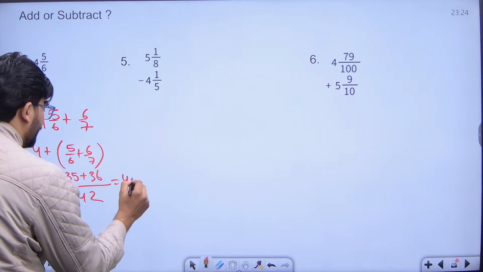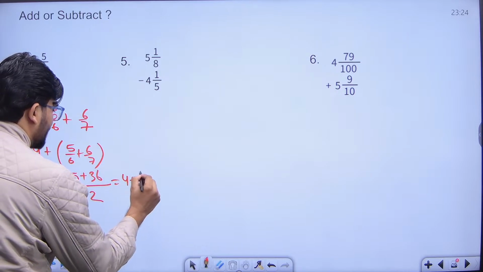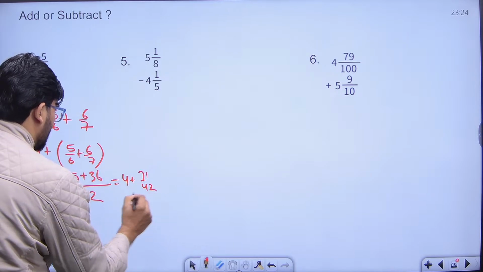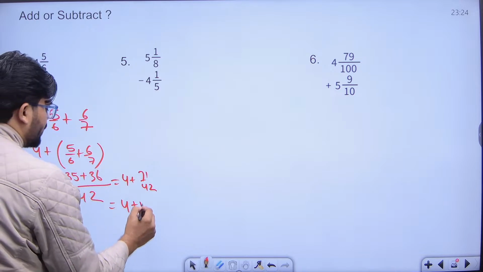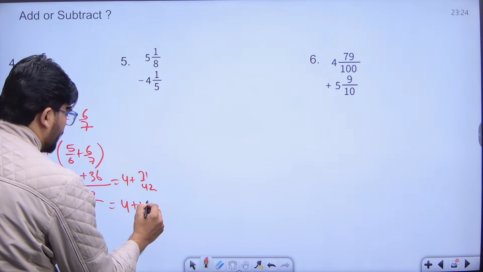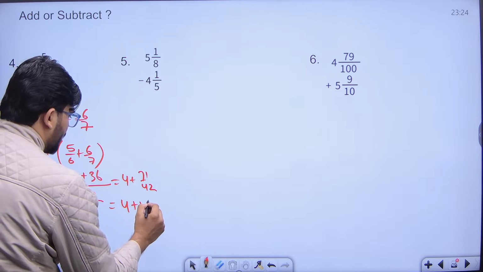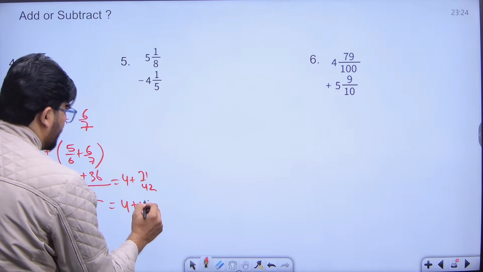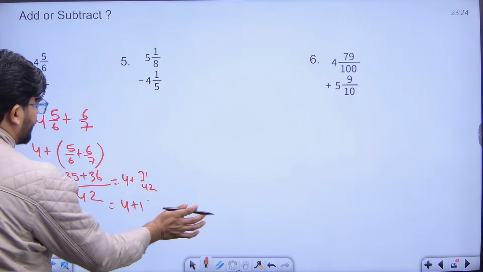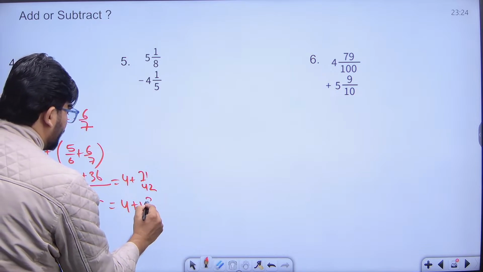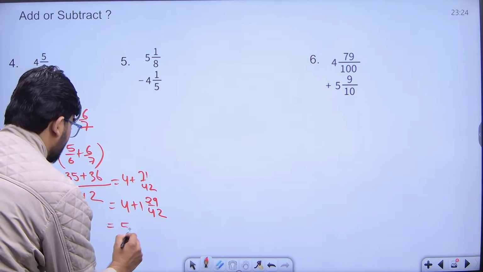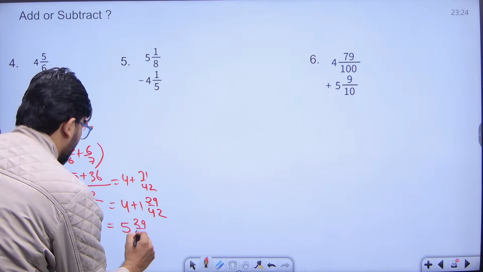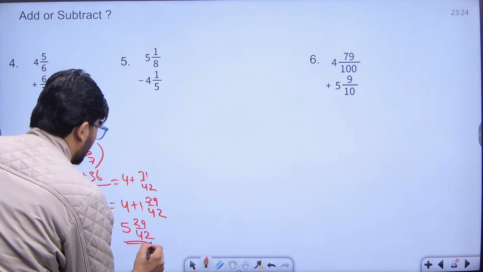So you will get 4 plus 71 by 42, which you can write like 4 plus, 42 into 1 is 42, and then 29. It is going to be 29 by 42, which cannot be simplified further. So you will write 5 29 by 42.